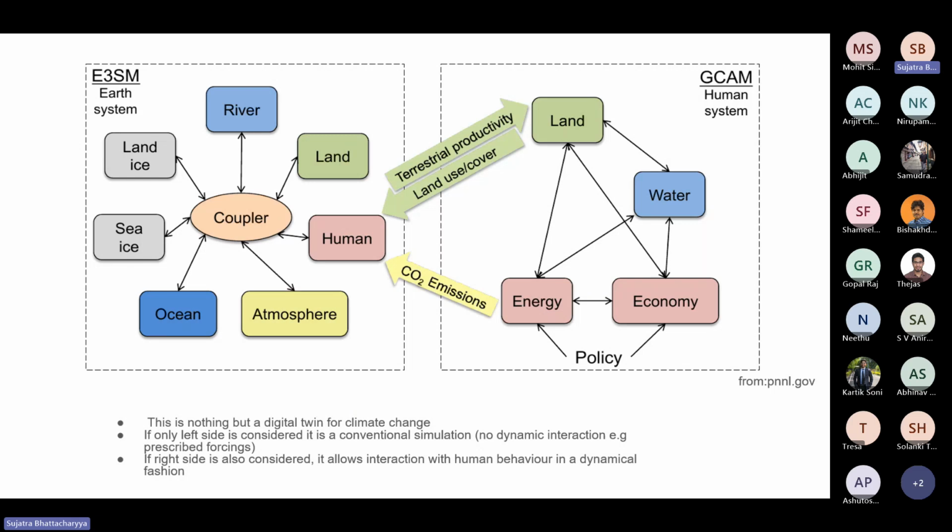Now, let's say I bring in the right side, this call as a human system. This is called a PSM from Department of Energy. And you also keep putting in inputs of CO2 emission as the model simulation progresses, and the feedbacks are taken into it. So that in a sense, as far as climate change is concerned, is a digital twin.